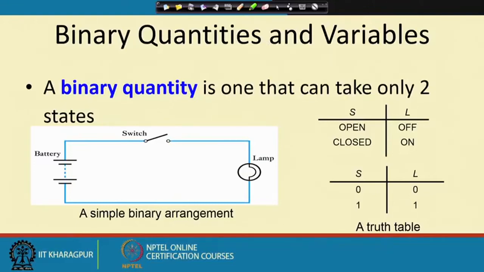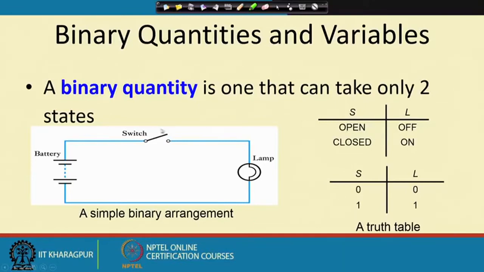A binary quantity is one that can take only two states, either high or low. You can think of it as if there is a battery, a switch and a lamp, and only when the switch is closed will the lamp glow. This switch has got two positions: the open position, and the closed position when this bar connects to this point. When it is open, the lamp does not get the current flow, so the lamp is off, and when it is closed, the lamp is on.